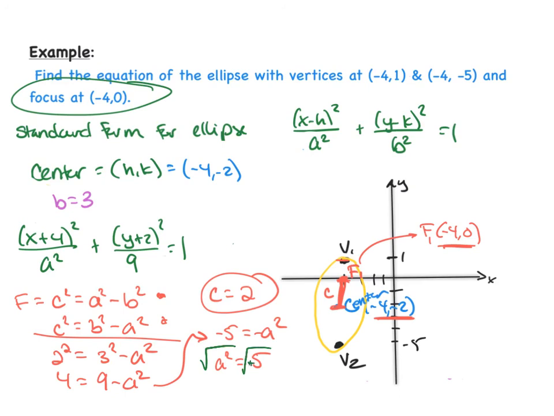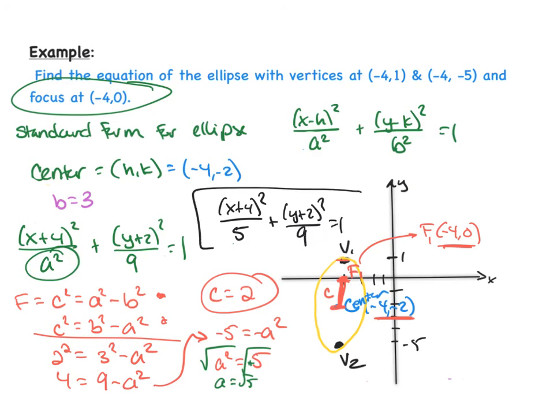It's a +5. So we know that a squared, or a, is equal to the square root of 5. Or a squared itself is just 5. And that we can plug in here. So our final answer is x plus 4 squared over 5. That was a squared. Y plus 2 squared over 9, that's b squared, equals 1.